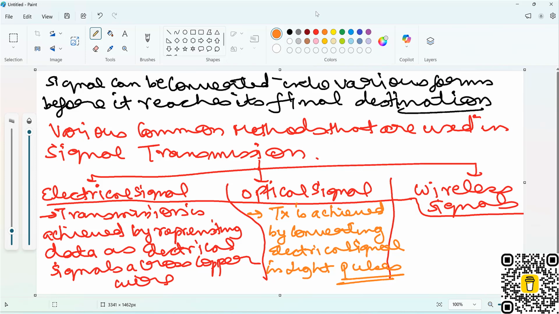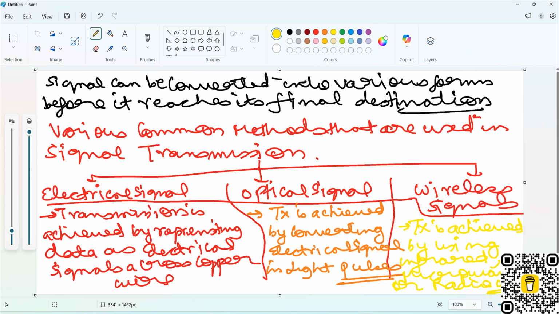And whenever we talk about a wireless signal, what happens? The transmission is achieved by using infrared or microwave or radio waves. So that is how the transmission is achieved in the wireless signal case.